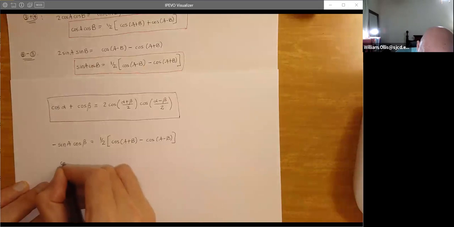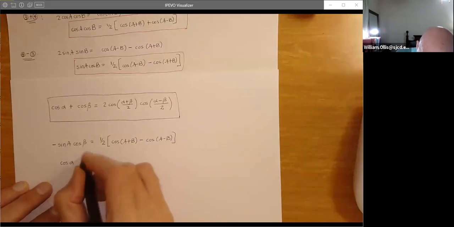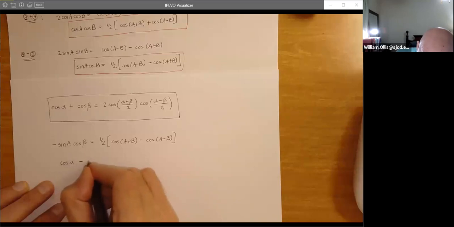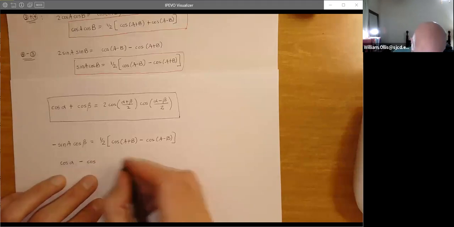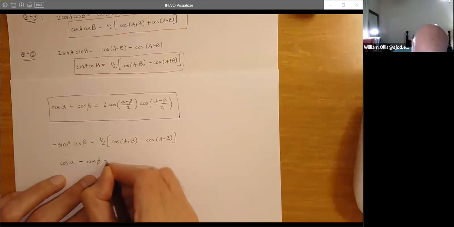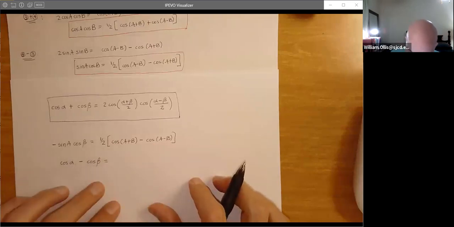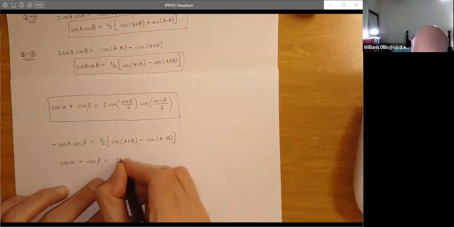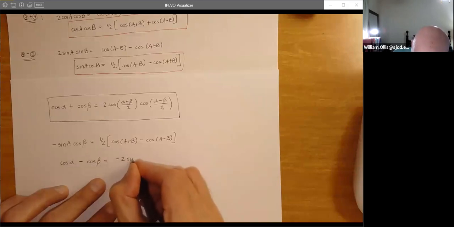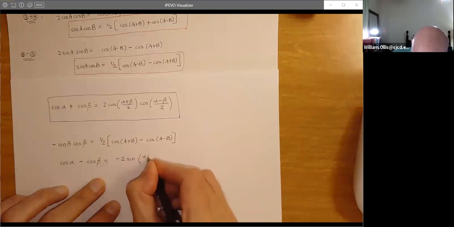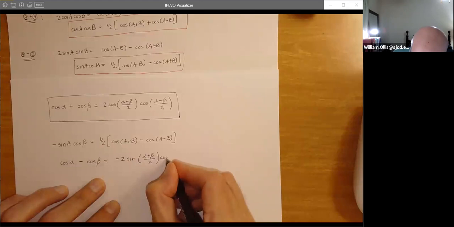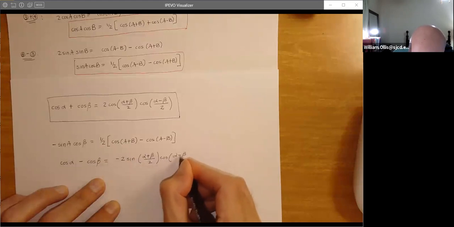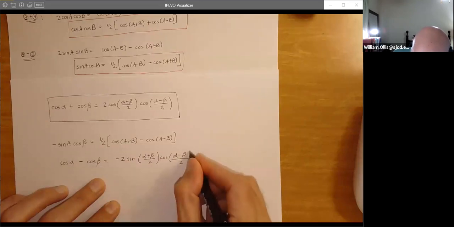So we have cosine alpha minus, again, this can be used in calculus with the cosine function for continuity and derivatives. So we get cosine of alpha minus cosine of beta equals -2 sine alpha plus beta over 2 sine alpha minus beta over 2.